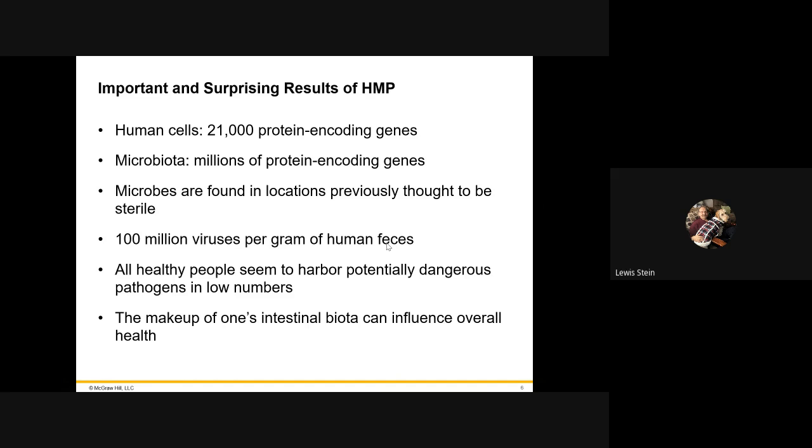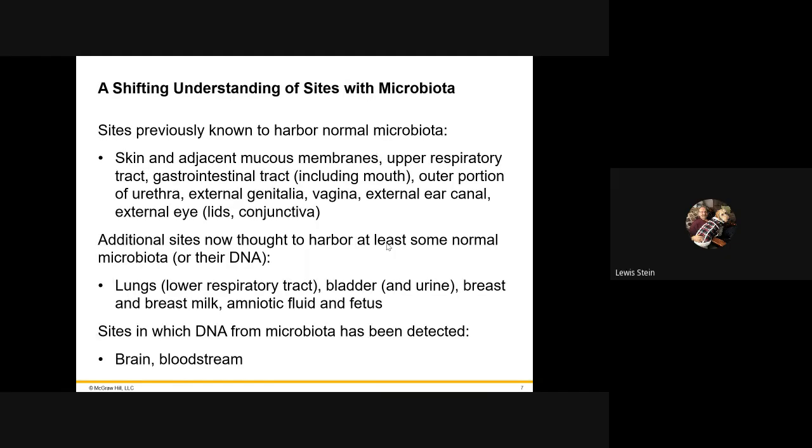You have to understand the notion that sterile is only for inanimate objects. Living things are in constant contact with the microbial universe. They're part of us. They help us, and at times they hurt us. So this is really interesting.